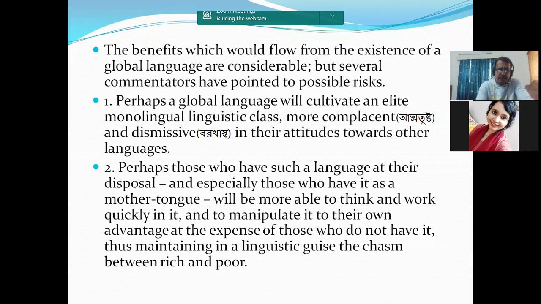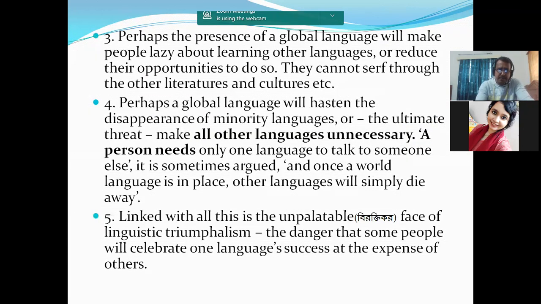Perhaps the presence of a global language will make people lazy about learning other languages. When a language becomes a global language, and we have already learned that there are nearly 3,500 living languages, if a person learns the English language or the global language, he or she doesn't have the necessity to learn other languages. So the people would be very lazy.